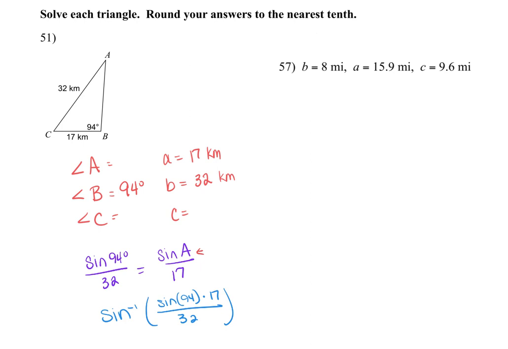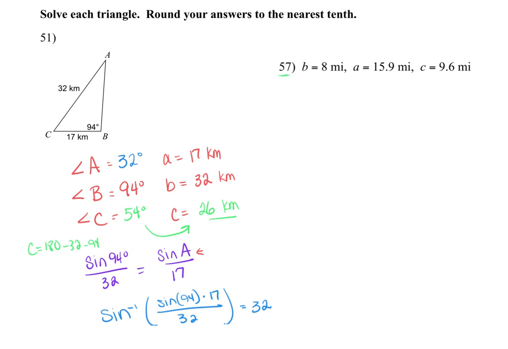So when you do that, you get 32 degrees, which means that is my angle measure here. You can just do your 180 minus those two to figure out C. So C is going to be 180 minus the 32 minus the 94, which is going to give you 54 degrees. And then I can use law of sines to solve for my side length of C. So I can go back to law of sines and solve for him.